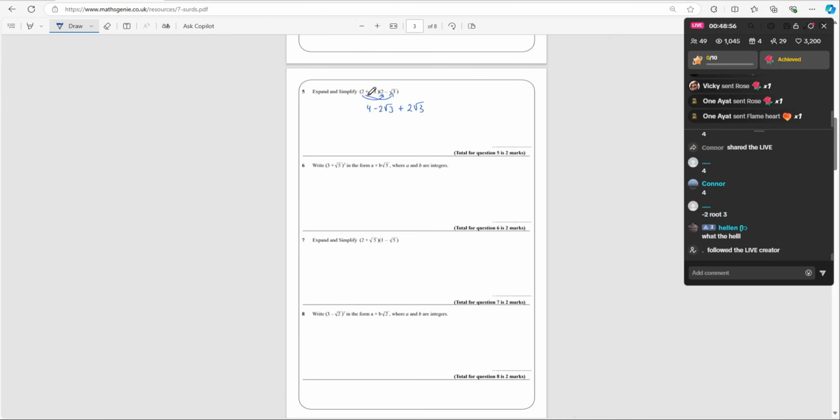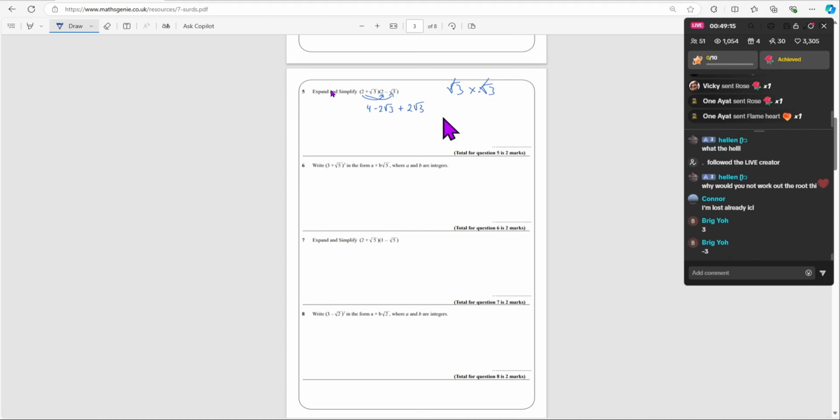So we know that there's a root 3 multiplying by a root 3. Multiplying by a root 3. But this root is negative. Now, whenever we have two roots together and you're multiplying them, the roots cancel each other out. Okay? The roots will cancel each other out. And you will get negative 3, okay? Get negative 3.